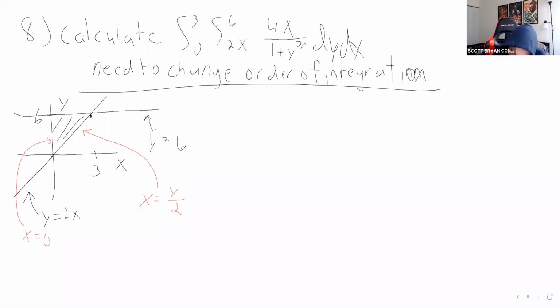So we see switching the order of integration. Now bounding x first by functions, x goes from on the left, where x is smaller, x equals 0, up to on the right, x equals y over 2. And then y is going to be bounded by numbers now. y goes from 0 at the bottom up to 6.